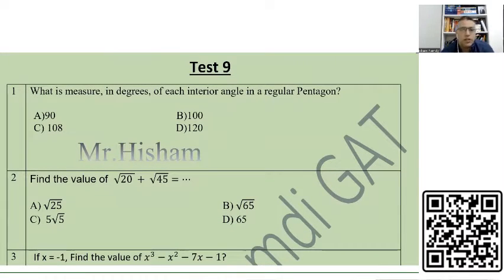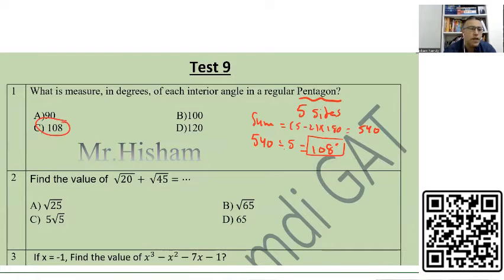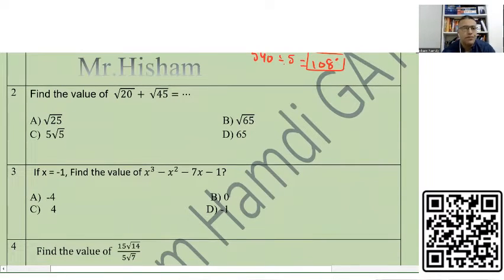Let's start with question number 1. What is the measure in degrees of each interior angle of a regular pentagon? A pentagon has 5 sides. To find the sum of the interior angles of the pentagon, we subtract 2 from 5 and multiply the result by 180. It gives me 540. I have 5 angles in the interior of a pentagon, so 540 divided by 5 is equal to 108. My advice to you is to memorize the sum of the measures of the interior angles of the hexagon, pentagon, and octagon.